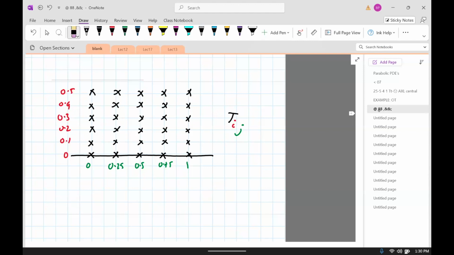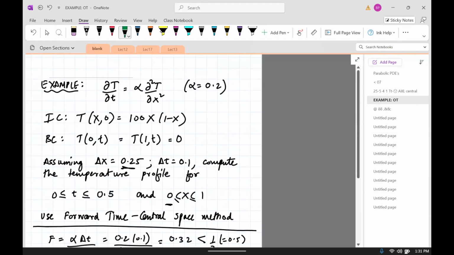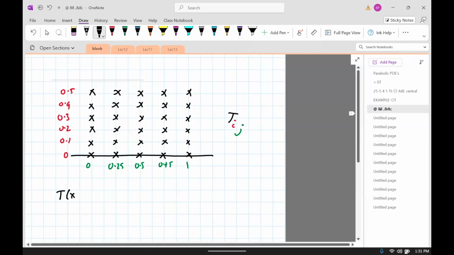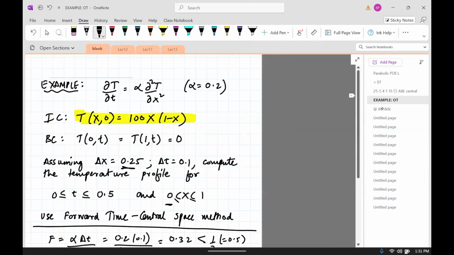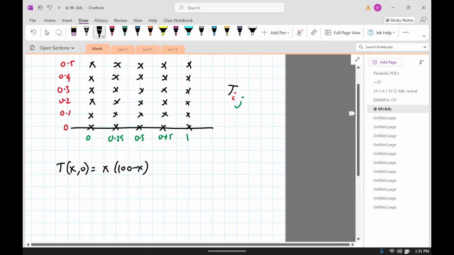Now, there's some good news. We don't have to do 30 points. We're given values of some points. If you go back and look at this, you're told what happens at time t equals 0. You know the value. It is 100x times 1 minus x. So if you use that, let's go back. T(x, 0) is 100x times 1 minus x. So if you compute the value at these grid points.